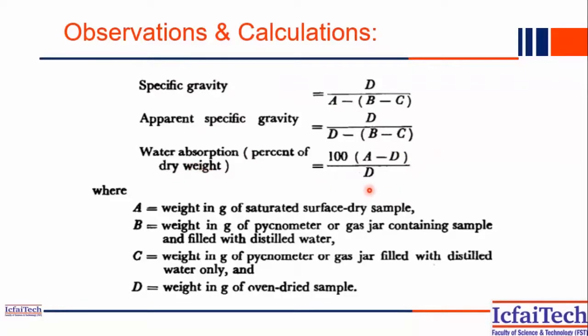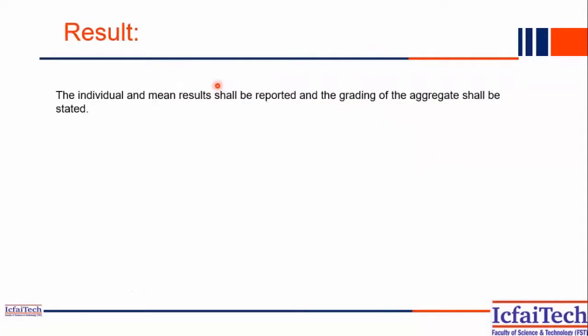So now at the end, we'll post our final outcome, whatever we got, the individual mean result. We'll perform the experiment 3-4 times, and we'll take the average, that is the mean result, and we'll post it. That is our final value for specific gravity. Typically the specific gravity of aggregate lies between 2.5 or 2.6 to 2.8, in that range. So let's see how much we get in our coarse aggregate sample.